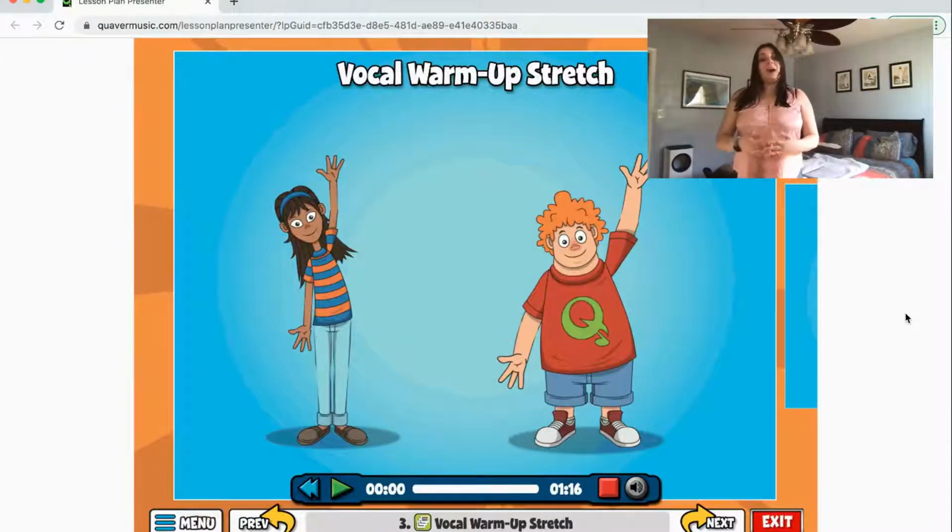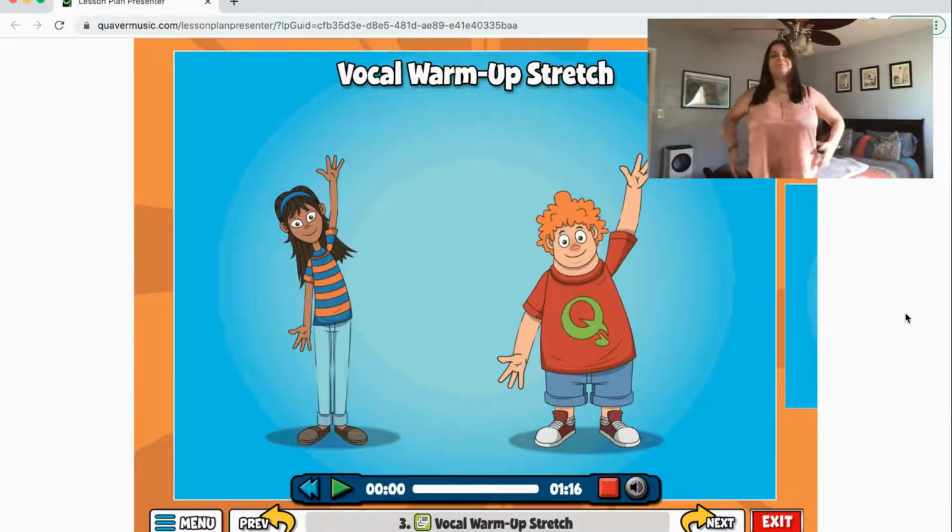Okay, friends, now we are going to be doing a vocal warm-up stretch together. So stand on up, move your chair out of the way, and get ready to move your body. We are going to sing with our voice a slide all the way up, and as we go up, we're going to raise our hand. Then we'll do it with the other side.